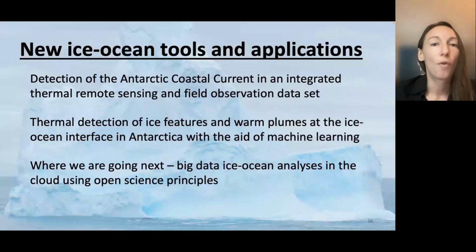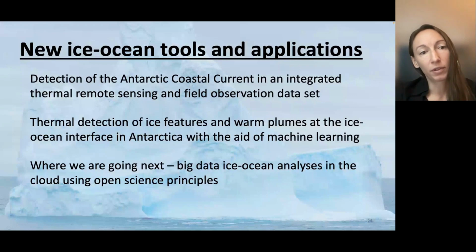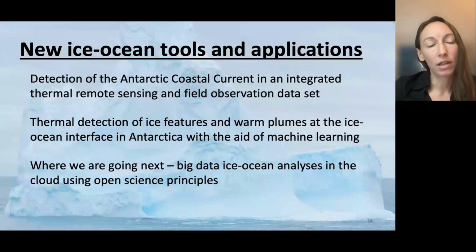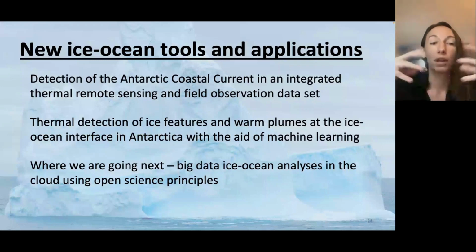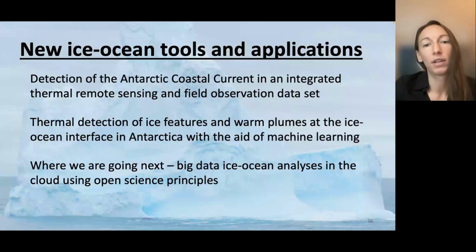I'll just talk briefly about a few applications that we have for using thermal and sea surface temperatures around Antarctica right now. One application is to detect the Antarctic coastal current by integrating thermal remote sensing and field observations. We're also using it to detect warm plumes with the aid of machine learning. And then I'll talk about where we're going next, which is taking this big data and doing some ice-ocean analyses with it in the cloud using open science principles.